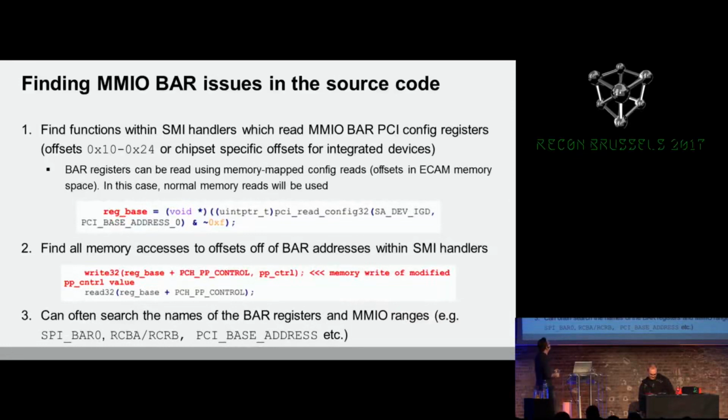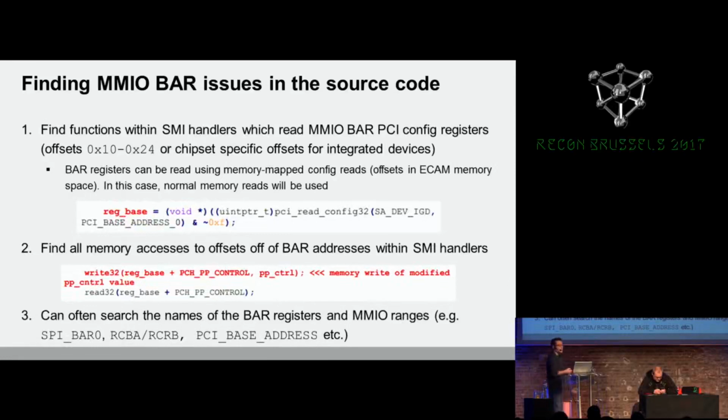You can find the functions that read PCIe configuration registers, as in the previous slides, in the source code, and then you can find functions that are writing to the memory mapped IO ranges. So in particular in Coreboot, those are functions PCI read config 32 or PCI read config 16 to read the configuration registers, and then functions write 16, write 32, or read 16, read 32 in order to read or write memory mapped registers.